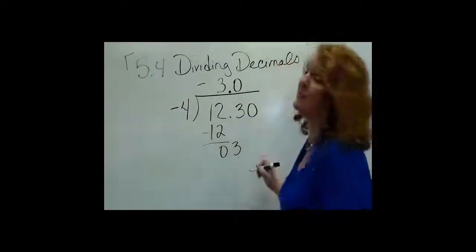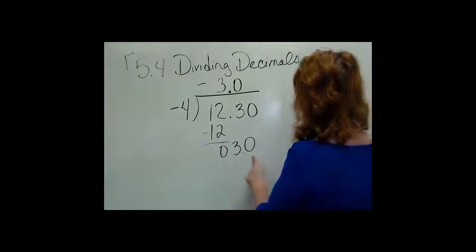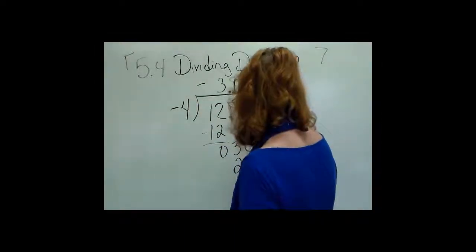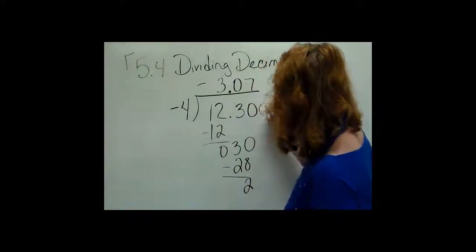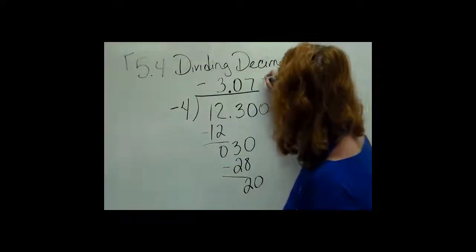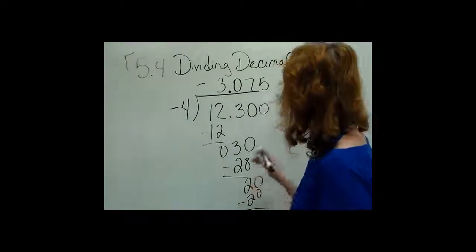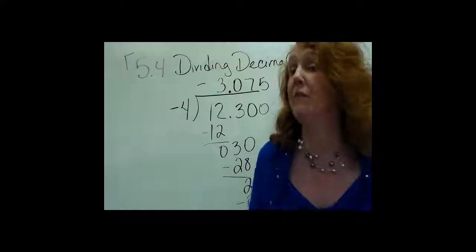I'm going to annex a 0. And I'm going to bring that 0 down. 4 goes into 30 7 times. 7 times 4 is 28. 30 minus 28 is 2. And I'm going to annex another 0 and bring that 0 down. 4 goes into 20 5 times. 5 times 4 is 20. I subtract, I get 0. This is my complete answer, negative 3.075.